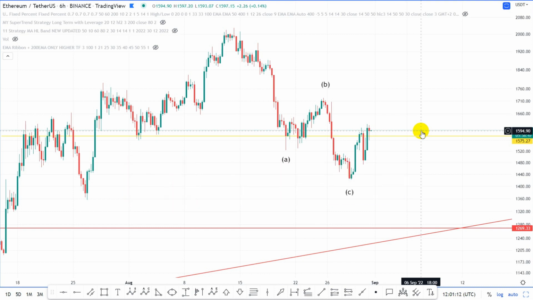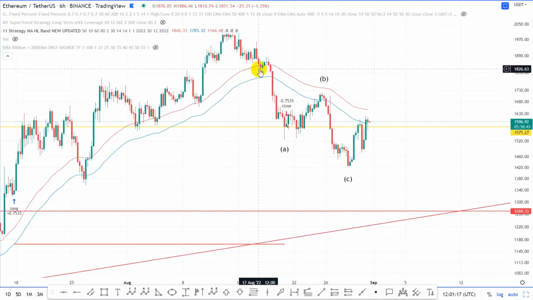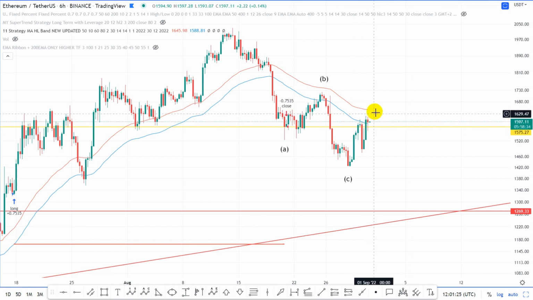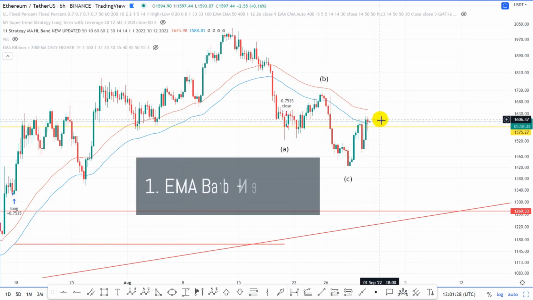And we will start with one of my favorite indicators that I use a lot and I trade a lot with, this strategy is the EMA Band indicator. Basically, what you see is the price right now is inside of the EMA band. So that is neutral.